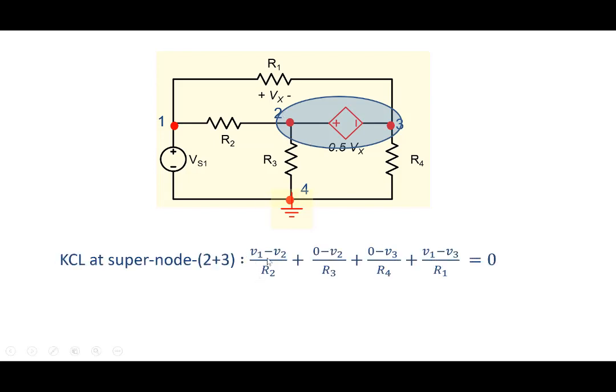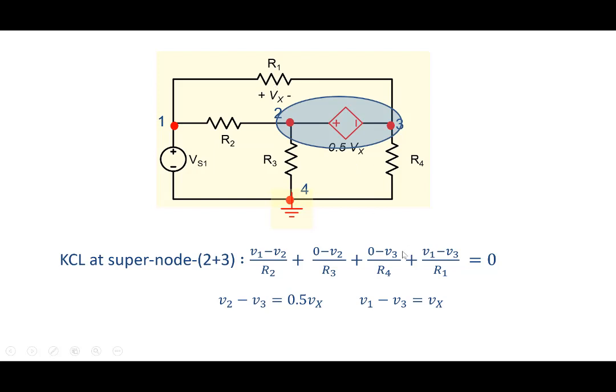So you can verify V1 minus V2 by R2 here, 0 minus V2 by R3, current coming from the bottom here, and then current coming from the top here, V1 minus V3 by R1. And V2 minus V3 is 0.5 Vx, and that is there. And V1 minus V3 is Vx here, right?